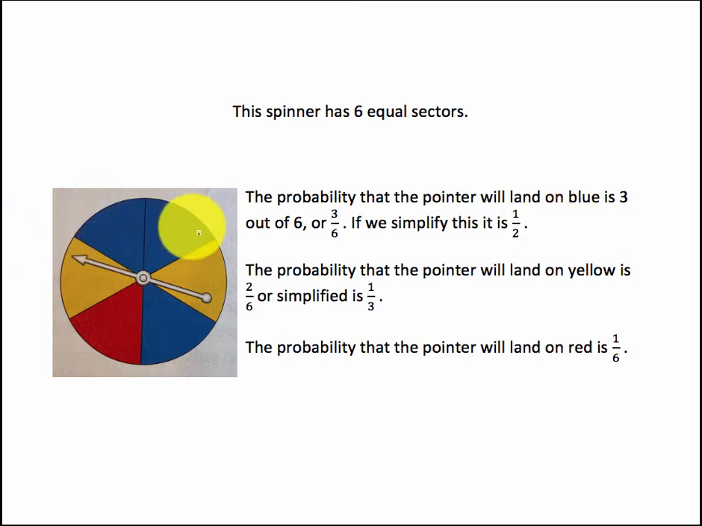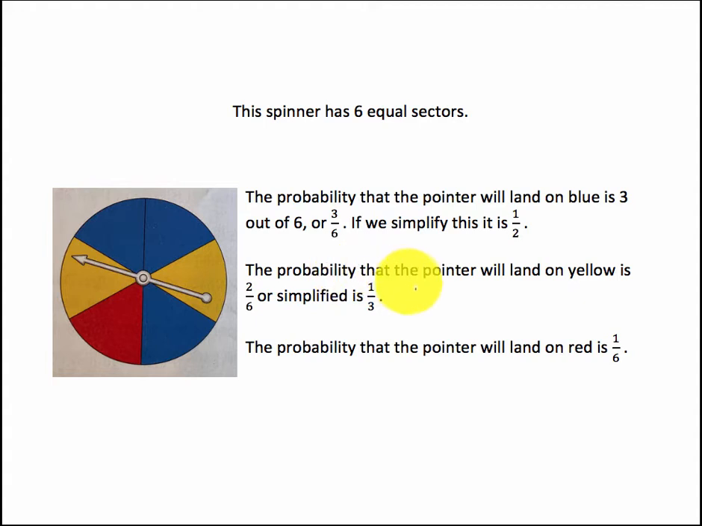Because there's 3 blue sections, and there are 6 sections in total. So if I flick this spinner, there's a 3 out of 6 chance that it will land on blue. Now if we simplify that, that's a 1 in 2 chance, because half of the sections here are blue. And remember, you can simplify a fraction if both the numerator and denominator can be divided by the same number. So in this case, 3 and 6 can both be divided by 3. 3 divided by 3 is 1, and 6 divided by 3 is 2.